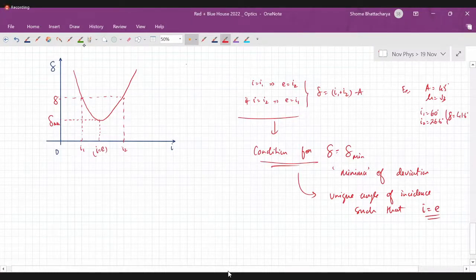So now we will develop a formula to calculate this minimum deviation also for a given prism. By given prism, we mean that we know the angle of the prism and the refractive index. Then we can calculate what is the minimum deviation possible. Of course, we can also calculate the maximum deviation. I'll come to that also, but first the minima is the more important thing.